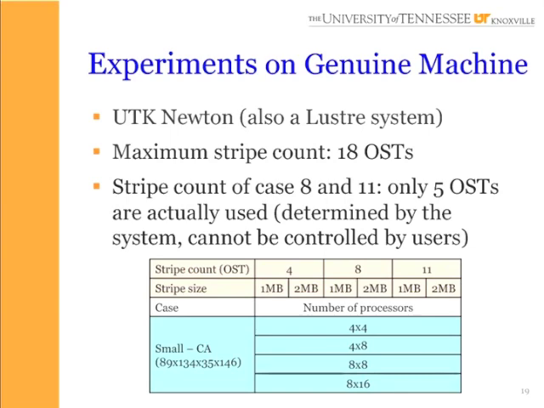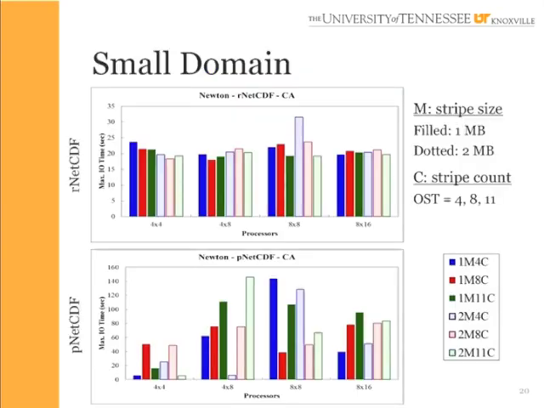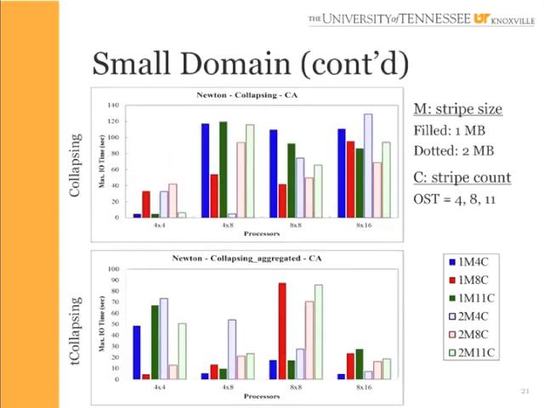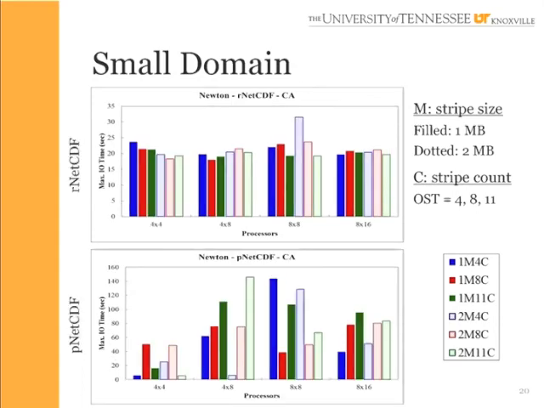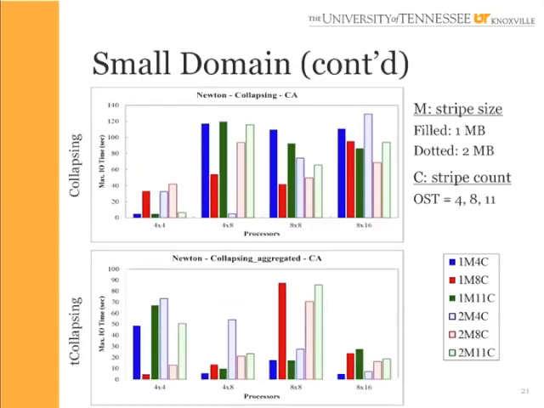So we also ran some tests on machines at Newton, which is a small machine, and we can see some of this effect also, but not as severe as what we've seen on Kraken. The reason is because the I/O subsystem is not performing as efficiently as Kraken's.